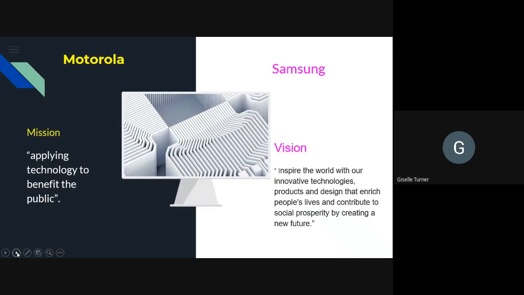So this is just an example of a mission statement as opposed to a vision statement. Motorola says that they want to apply technology to benefit the public, while Samsung's vision statement says, inspire the world with our innovative technologies, products, and designs that enrich people's lives and contribute to social prosperity by creating a new future. So one is as is, and the other one is reaching for the stars. Next slide, please.